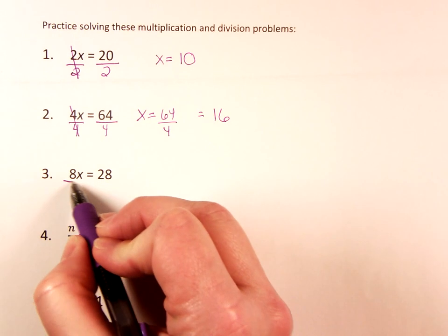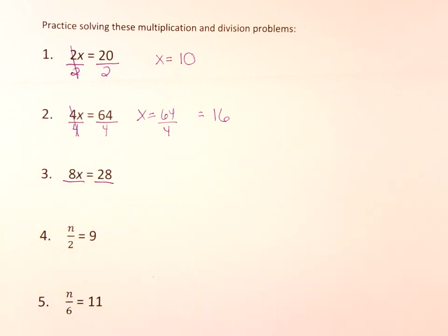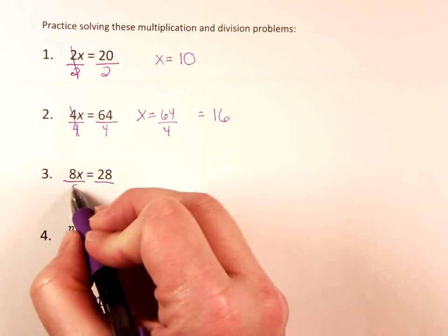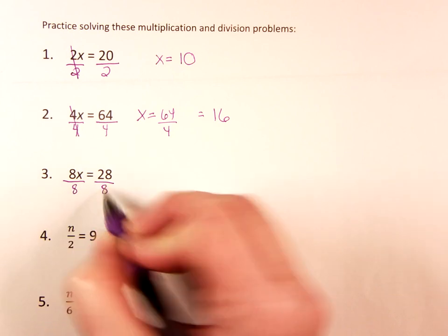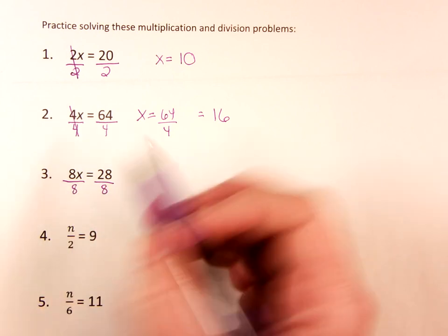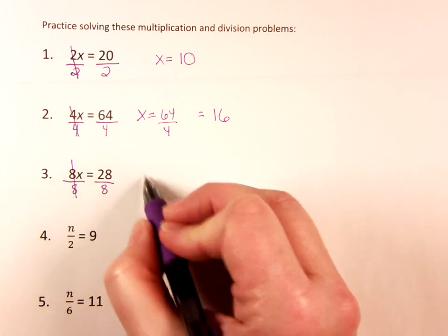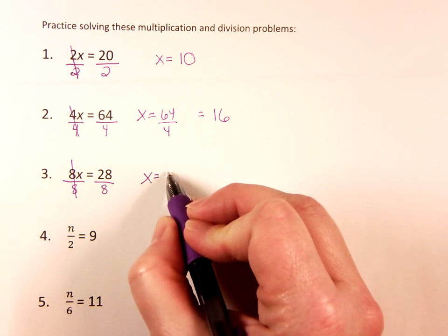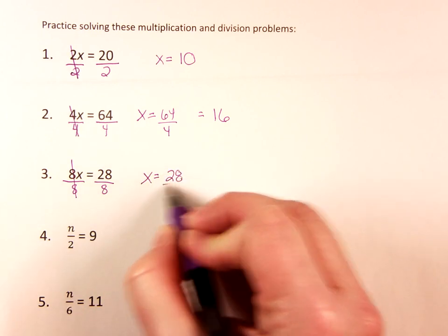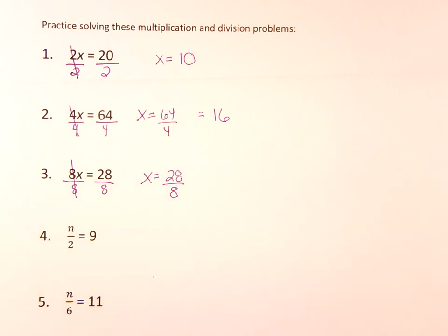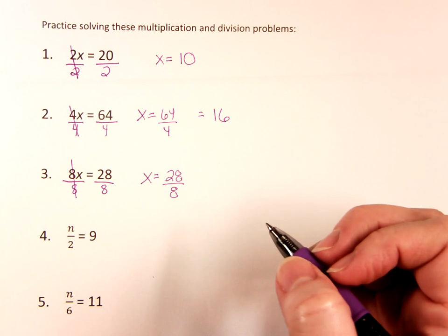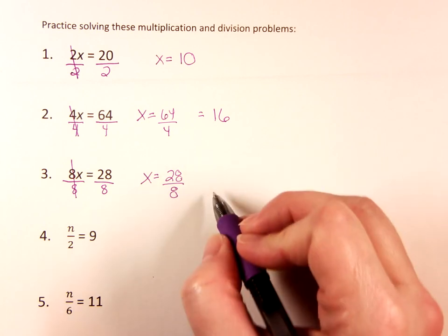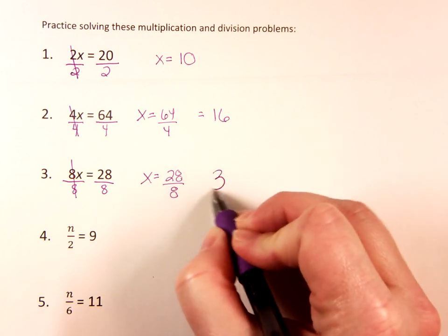Now one more multiplication problem. Divide by what number? 8. Good. 8 on each side. Don't forget, what you do to one side, you must do to the other. 8's cancel. X equals 28 over 8. We could leave it, or we could say, how many times does 8 go into 28 completely? 3. 3, that's right. So 3 times completely, which would be 8 times 3 is 24.